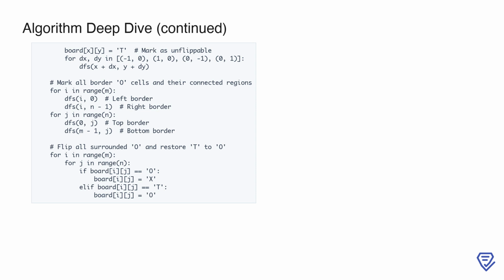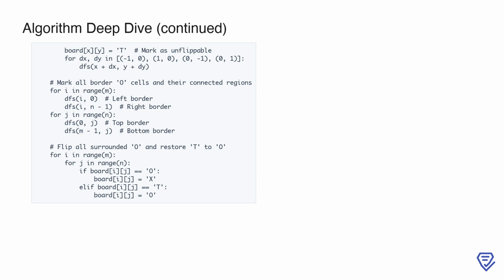Finally, the Python implementation of this algorithm begins by checking if the board is empty or invalid. If the board passes this check, we calculate its dimensions and define the DFS function. This function recursively marks connected O cells as T and explores their neighbors in all four directions. We then mark all border O cells and their connected regions by performing DFS on the top, bottom, left, and right borders of the board.